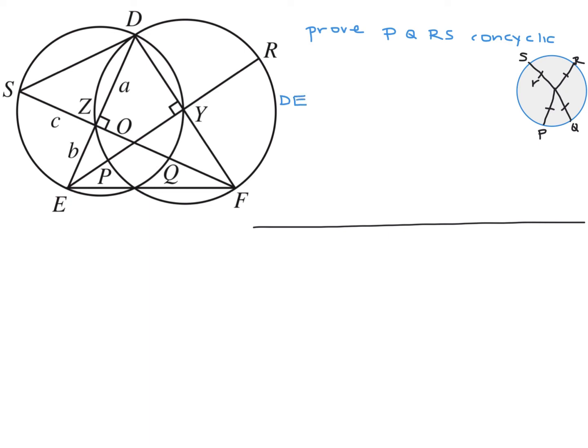DE is the diameter of C2, right? They tell you that in the question. So DE is the diameter of C2. C2 is this circle. Okay, great. And therefore, QS, which is this right here, is perpendicular to DE.